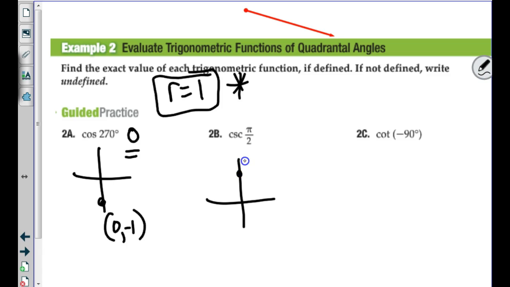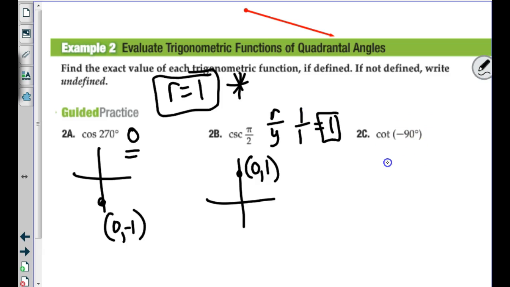No. Pi over 2 is up here. Would you have got that right? The ordered pair is across 0 and up 1. Cosecant is what? Okay, it's not the opposite. It's the reciprocal of sine. So it's R over Y. What's the Y value? 1. So it's 1 over 1, which is 1.